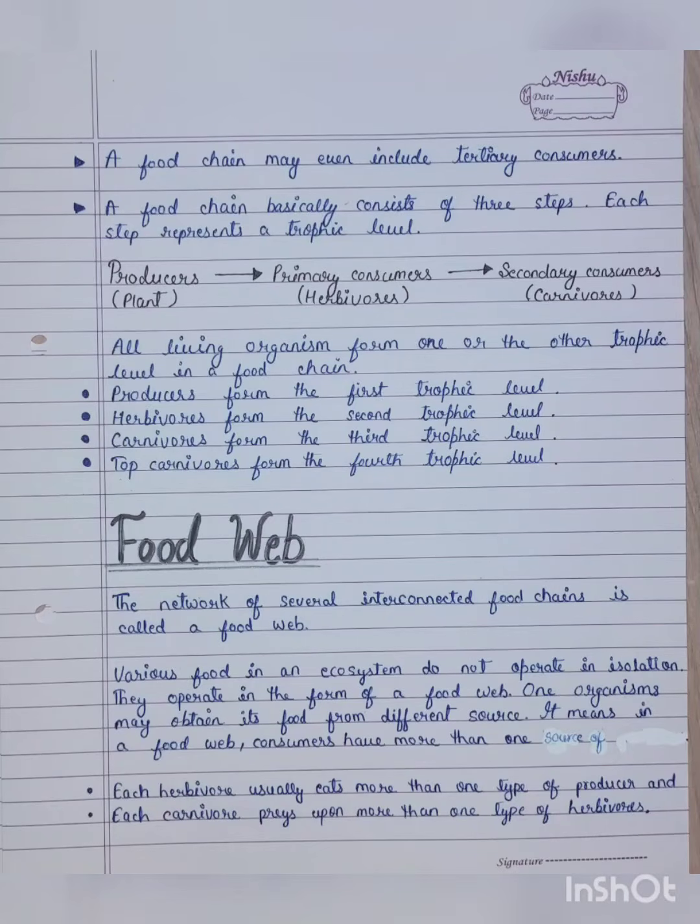Food web. The network of several interconnected food chains is called a food web. Various food chains in an ecosystem do not operate in isolation. They operate in the form of a food web. One organism may obtain its food from different sources. It means in a food web consumers have more than one source. Each herbivore usually eats more than one type of producer, and each carnivore preys upon more than one type of herbivore.